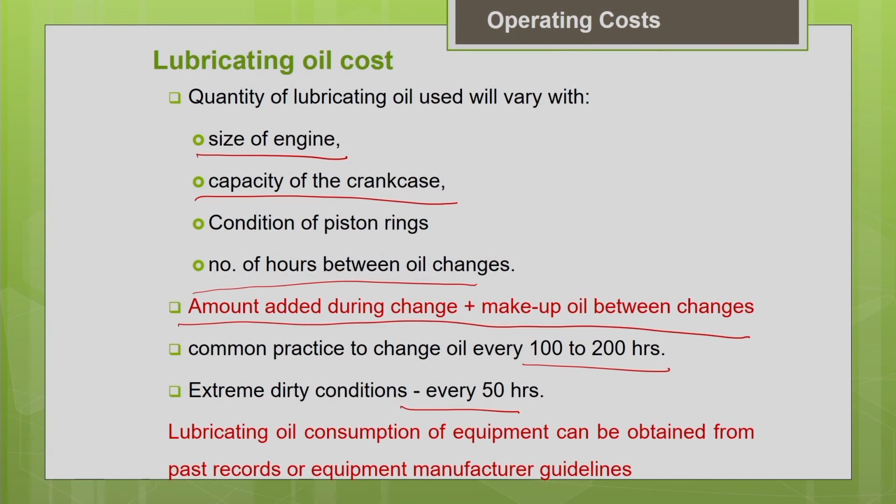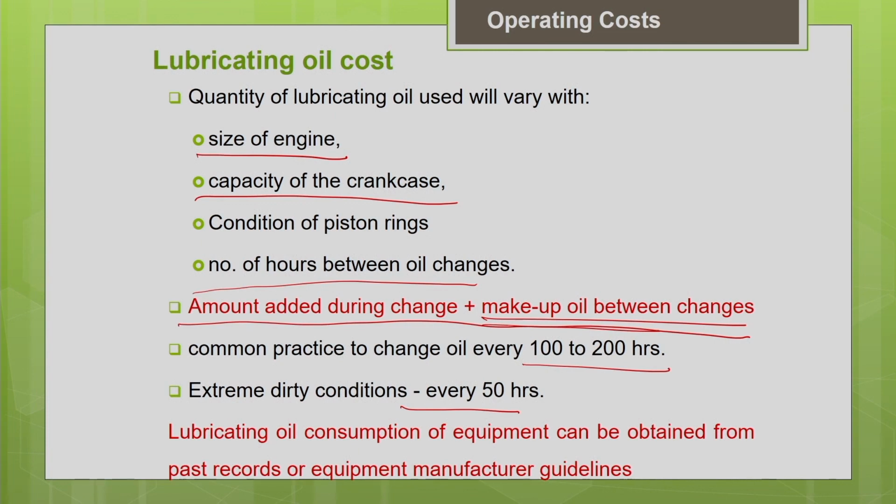That means the amount of oil needed for a complete change of the lubricating oil, and in between we just fill the small gap, that is called makeup oil between the changes, just to fill the small gap left. So every time we don't completely change it. At a particular frequency only we do the complete change of the lubricating oil. So the total amount of lubricating oil needed will be the total amount needed for the complete change plus the makeup oil between the changes.